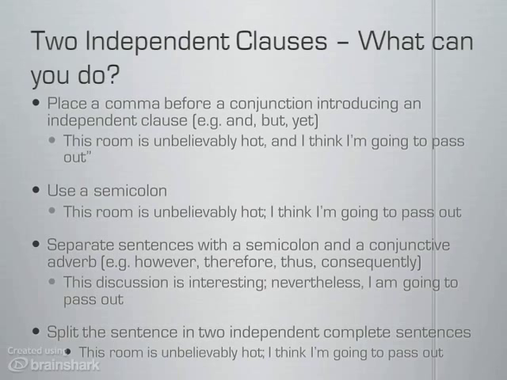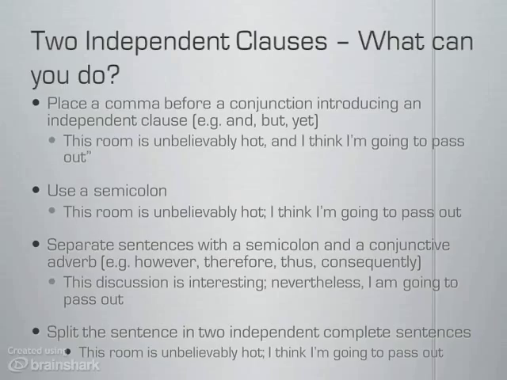We're going to talk a little bit about what to do when you have two independent clauses, which are two ideas that can stand by themselves as independent sentences, or they can be combined by a comma and a conjunction, or the use of a semicolon. So one of the choices that you have is to decide if you want to include the two independent ideas together, and sometimes that's warranted when the ideas are similar or when they belong together to make a point. So you can do so by using a comma before a conjunction, introducing an independent clause, like so. This room is unbelievably hot, comma, and I think I'm going to pass out.